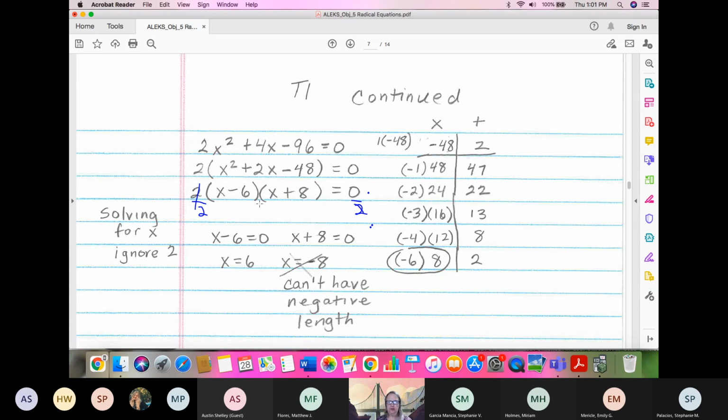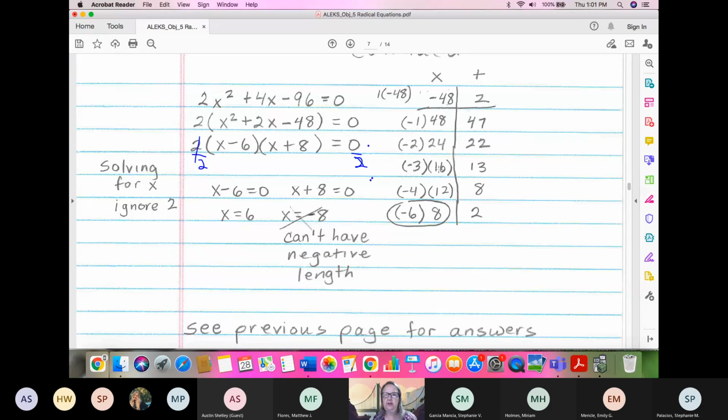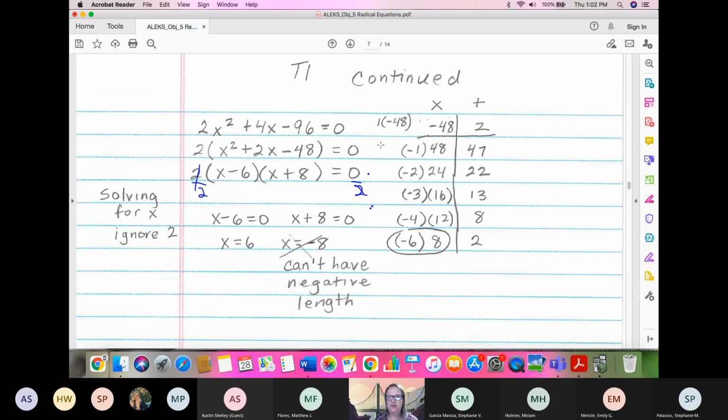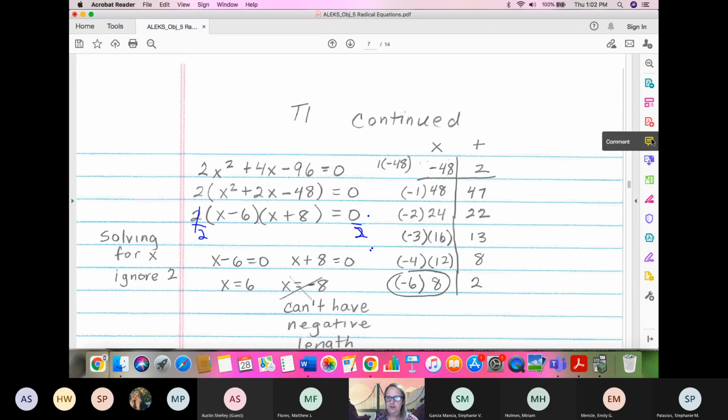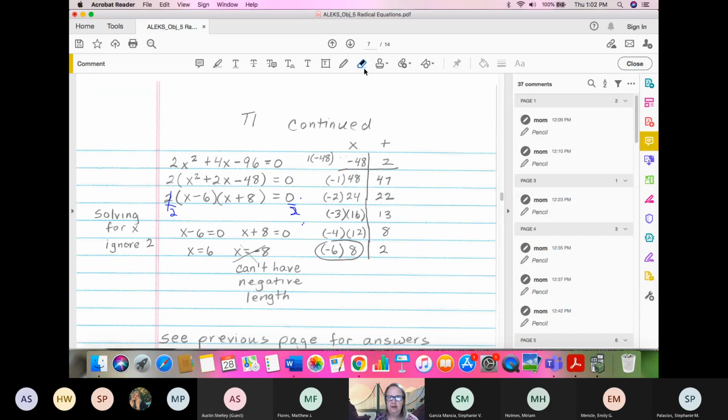So we can set each factor equal to 0. And we didn't talk about the factoring. I'm just going to skip it for now in the interest of time because we spent a lot of time in the class talking about factoring. So you want to factor what's inside here. So you'll get x minus 6 times x plus 8 if you do it correctly. And since we have 0 on this side by itself, we're going to set each factor equal to 0.